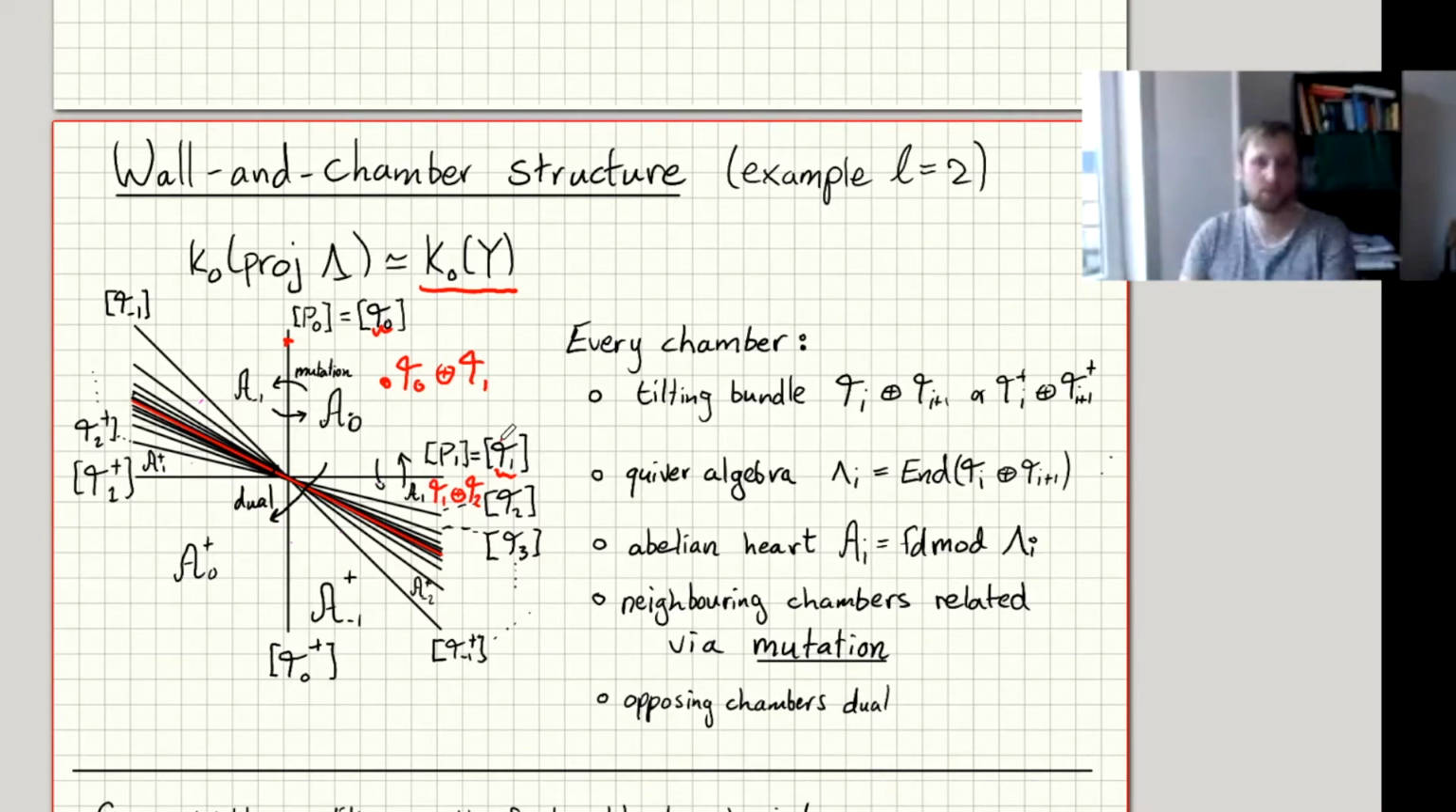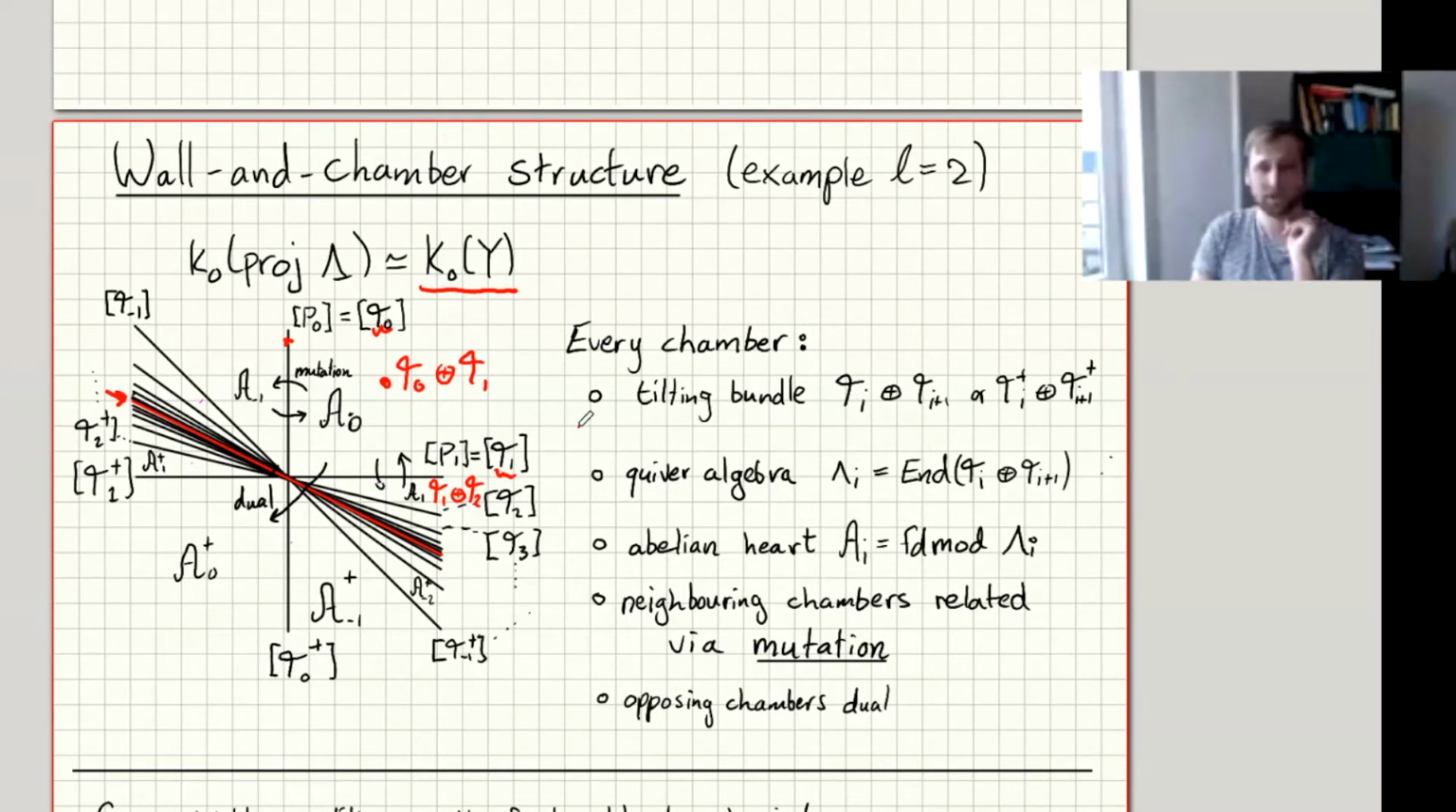Right, so yeah, they form this nice dense picture separated by these walls, and then there's this sort of limit wall in red, which doesn't correspond to any summand of any tilting object, but it's like an accumulation ray for all these hyperplanes.